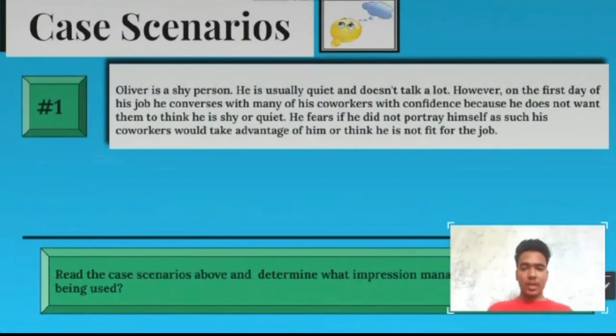However, on the first day of his job, he converses with many of his co-workers with confidence because he does not want them to think he's shy or quiet. He fears if he did not portray himself as such, his co-workers would not think well of him and think he's not fit for the job. Here the person is using verbal impression management because it is related to talking, the verbal thing.